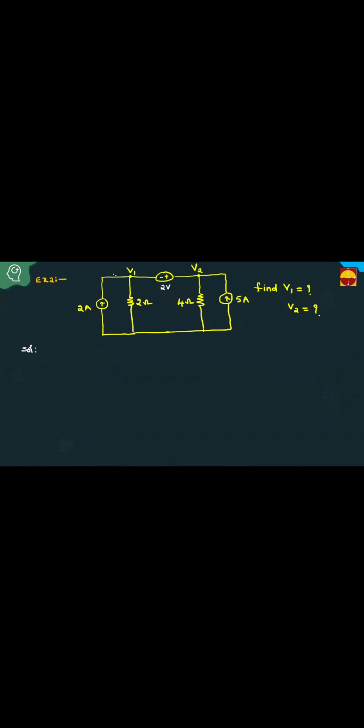If you apply SuperNode analysis, 2 amperes is entering, that is minus 2 ampere plus V1 by 2, plus V2 by 4, and minus 5 ampere is equal to 0. Can you simplify this? V1 by 2 plus V2 by 4 is equal to 7. Then 2V1 plus V2 equal to 7. Let this be equation 1.